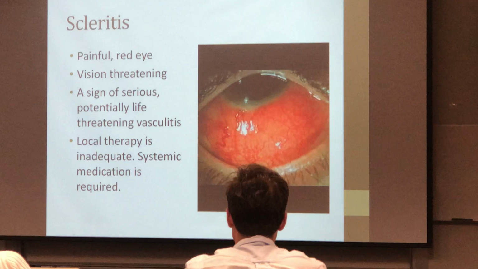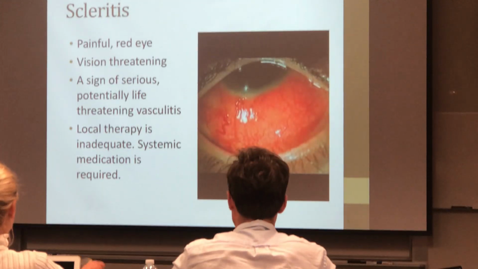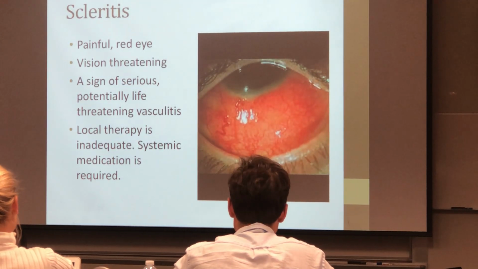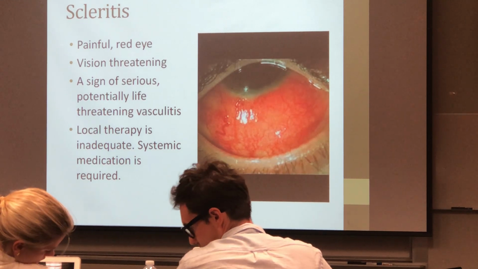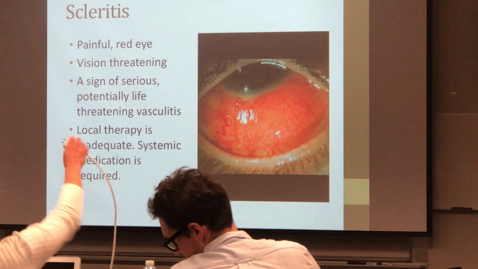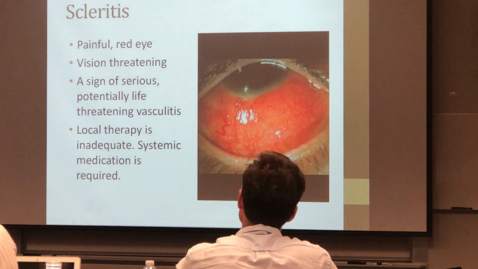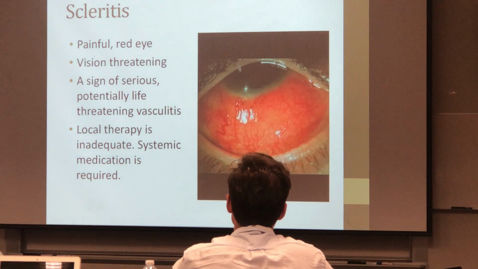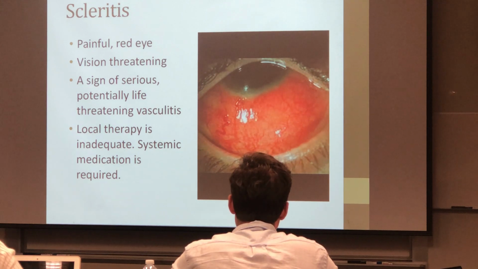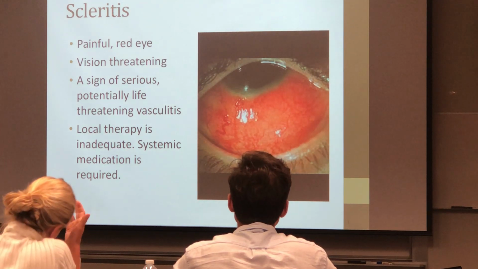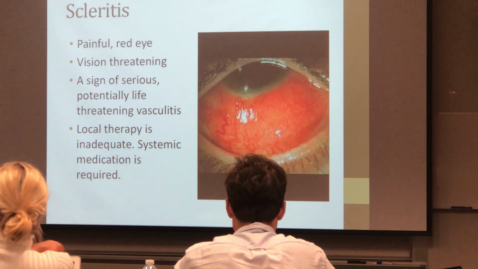It's important to identify scleritis because it's often associated with a serious, potentially life-threatening vasculitis. And as you mentioned, like in Wegener's or PAN, if you don't identify the condition, there's an 80% mortality rate. Also, they're treated differently. Scleritis is treated with systemic medication.